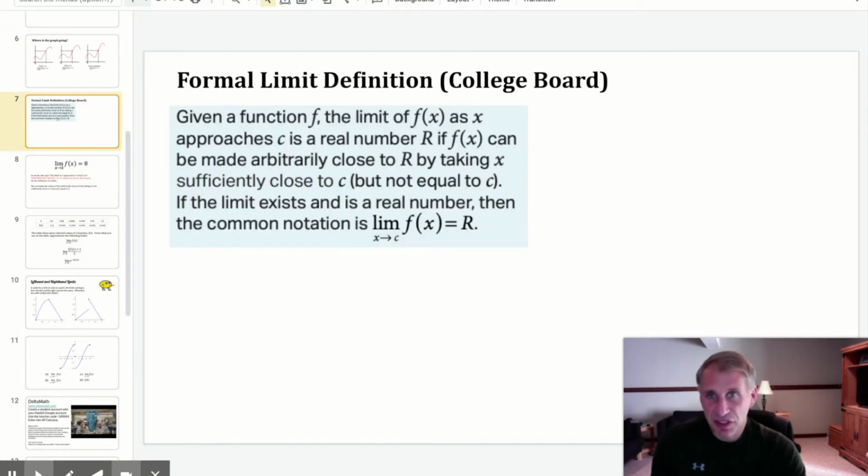A little more formal definition from the College Board, similar to what you would find in a calculus textbook, is: given a function f, the limit of f of x as x approaches c is a real number r if f of x can be made arbitrarily close to r by taking x sufficiently close to c, but not equal to c. If the limit exists and is a real number, then the common notation is what we have here. The limit as x approaches c of the function f of x is equal to r. So very wordy, and the words here are vague, right? Arbitrarily, sufficiently, these are words that sound a little bit open-ended.